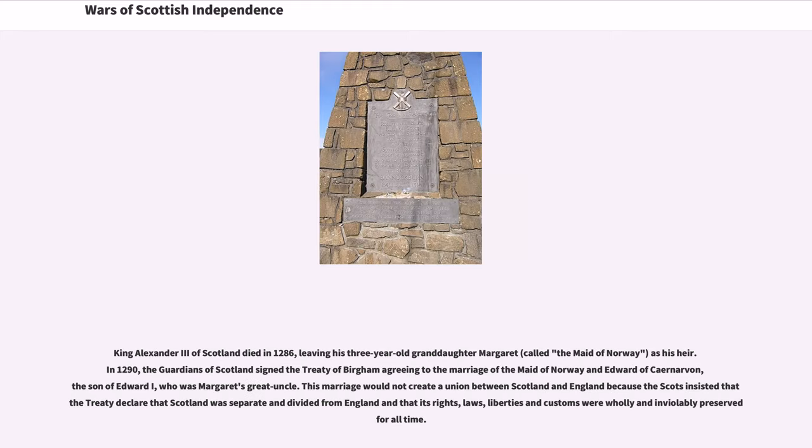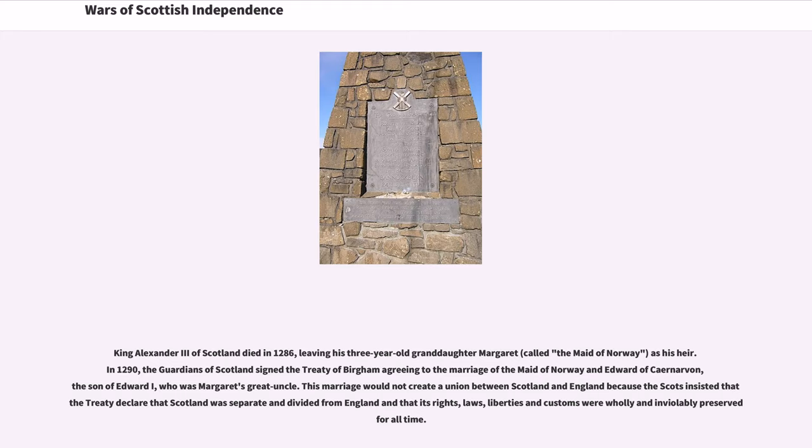King Alexander III of Scotland died in 1286, leaving his three-year-old granddaughter Margaret as his heir. In 1290, the Guardians of Scotland signed the Treaty of Bergen, agreeing to the marriage of the Maid of Norway and Edward of Carnarvon, the son of Edward I, who was Margaret's great-uncle.